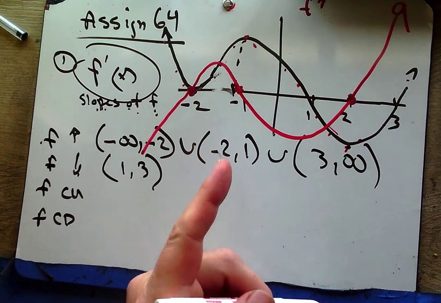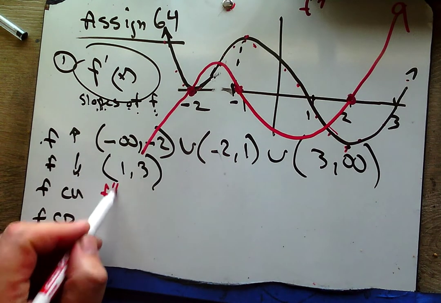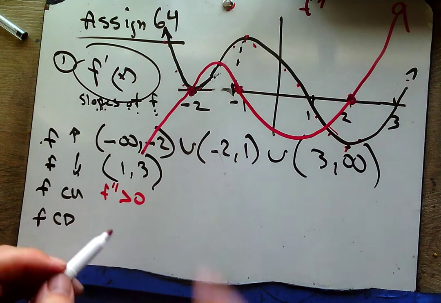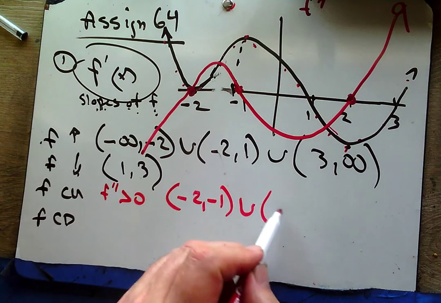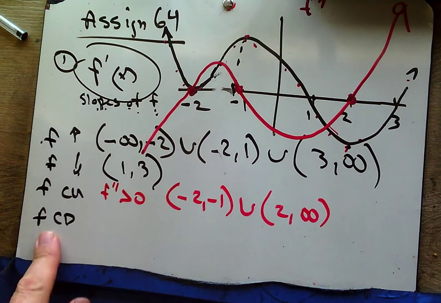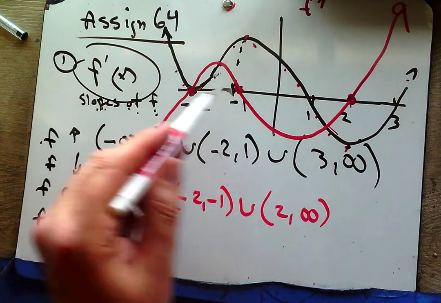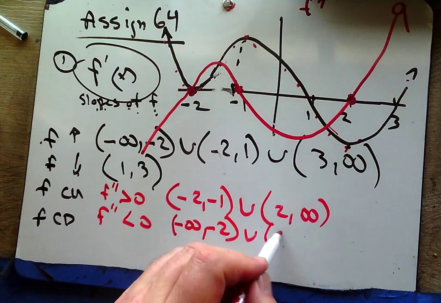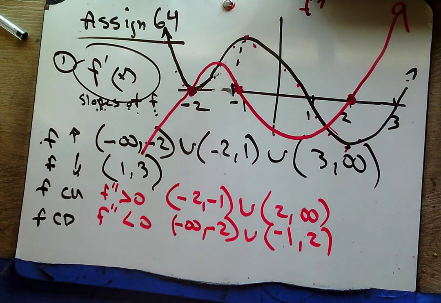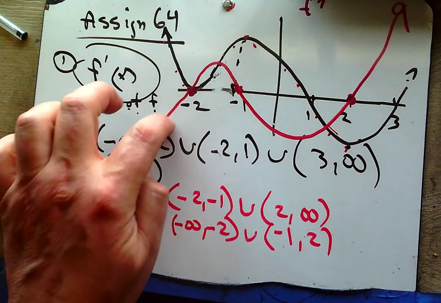And then from my red graph, I could say, okay, f is concave up when f double prime is greater than 0. And I see f double prime is greater than 0 on -2 to -1, union 2 to infinity. And f is concave down when f double prime is less than 0, and so that's over here and here. So -infinity to -2, union -1 to 2. Fabulous.